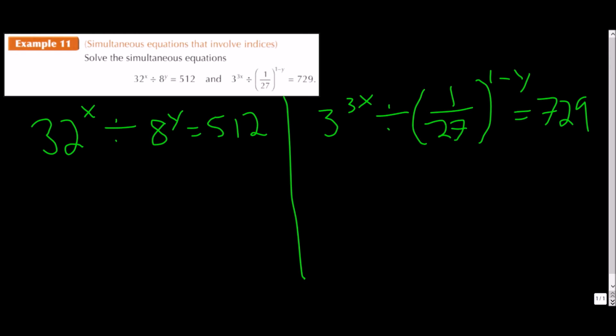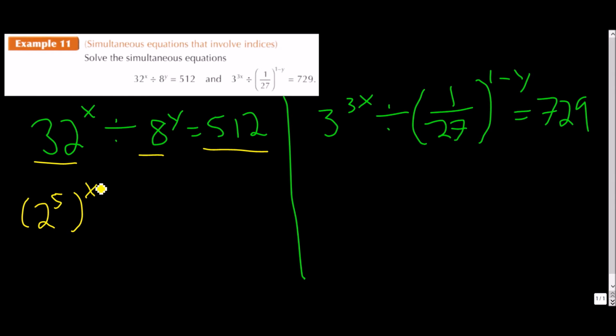So on this side we have 32, 8, and 512. Well, 8 squared is 64. It's not going to make 32. So we've got to think of something smaller. The only one that makes sense is the number 2. 2 to the 5th power is 32. So we have 2 to the 5th to the x.